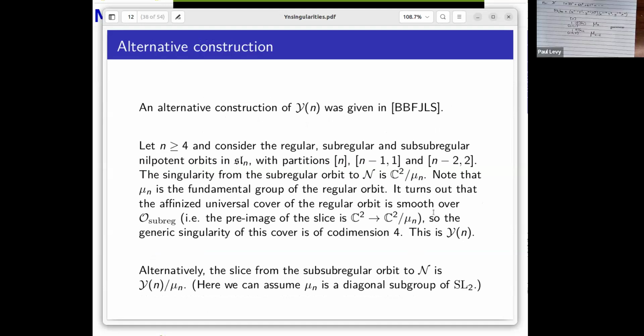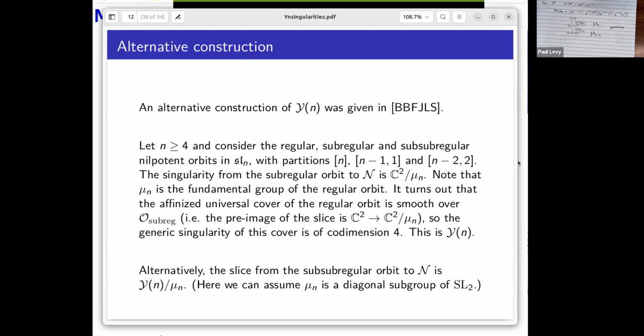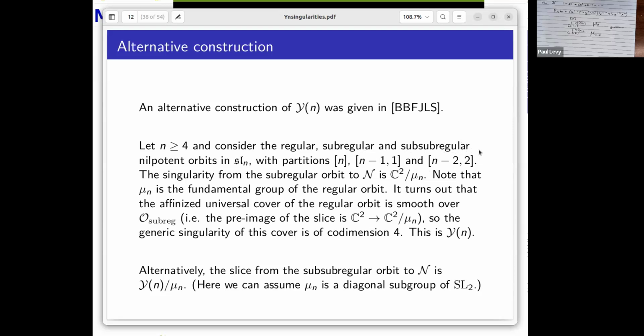No, it's smooth down to codimension 4 only. Right. So the singular locus is the pre-image of the closure of the subregular orbit. If you look at the nilpotent cone as a whole, not the cover, then the singular locus is the closure of the subregular orbit. But in this cover, by itself, it is a symplectic singularity, right? Yes, these covers are symplectic singularities. That's a result of Pandishev, I think.